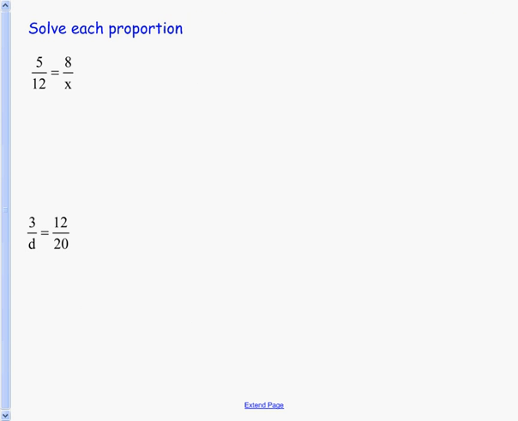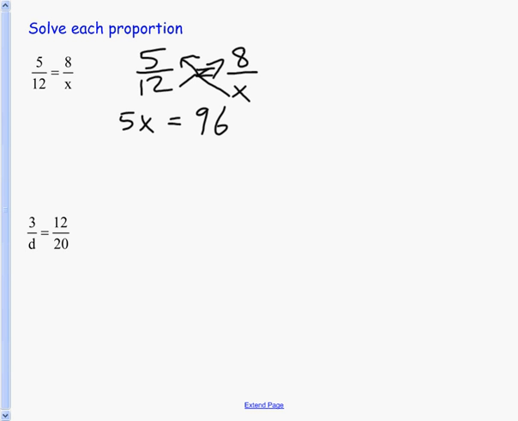On to 10, solve each proportion. So again, we're going to use our cross multiplying. Rewriting the problem out, cross multiply like this. So 5 times x is going to give me 5x, and 12 times 8 is going to give me 96. Now I need to divide because I need to get just one x. x equals 96 fifths is going to give me 19 and 1/5, because 5 goes into 96 19 times with 1 remaining.